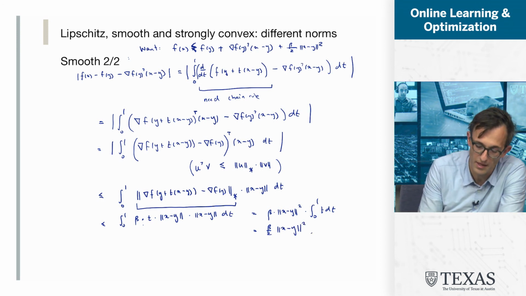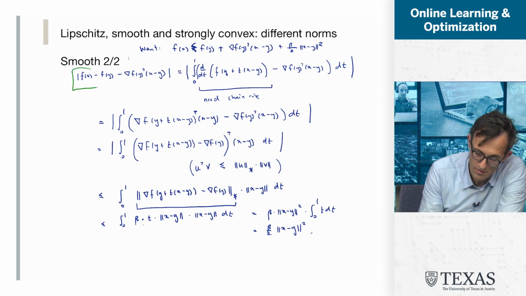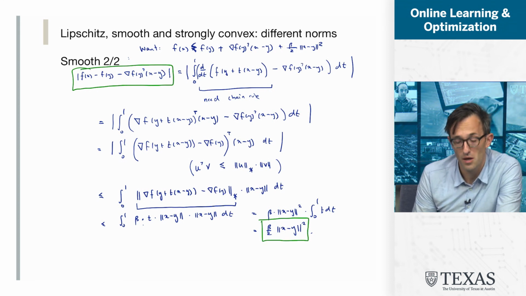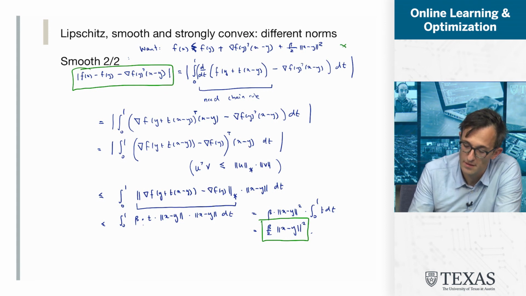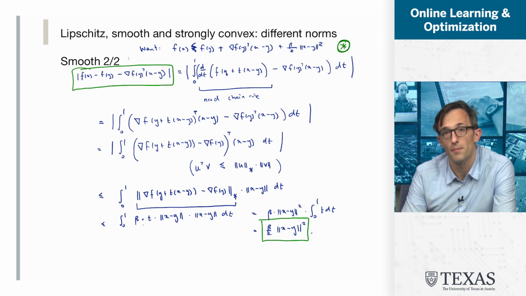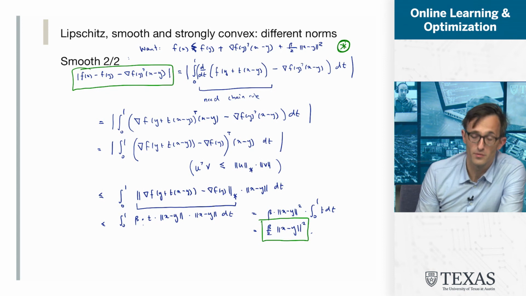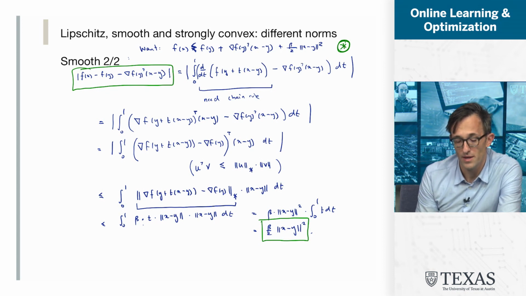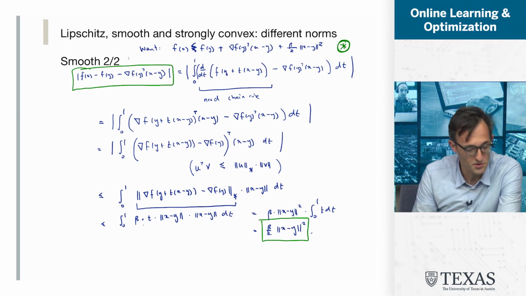So put these two together. This is upper bounded by this, and that inequality exactly implies this inequality up top that we wanted to show. So that's smoothness. We've shown that if the gradient is Lipschitz, then we have this quadratic upper bound, and that this holds with respect to an arbitrary norm.